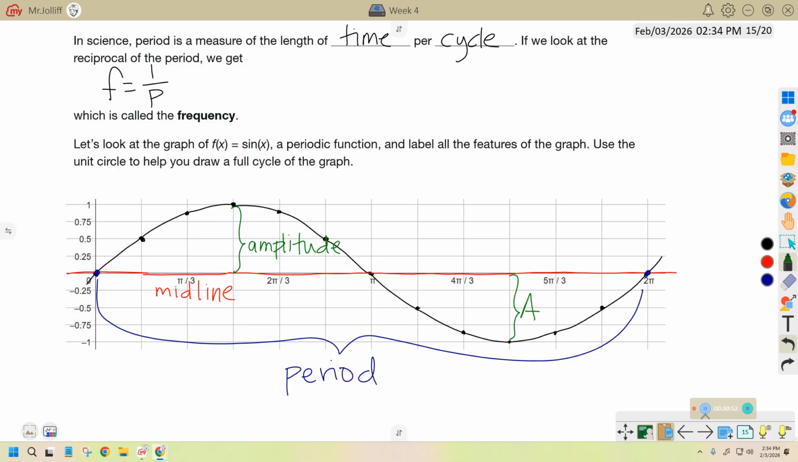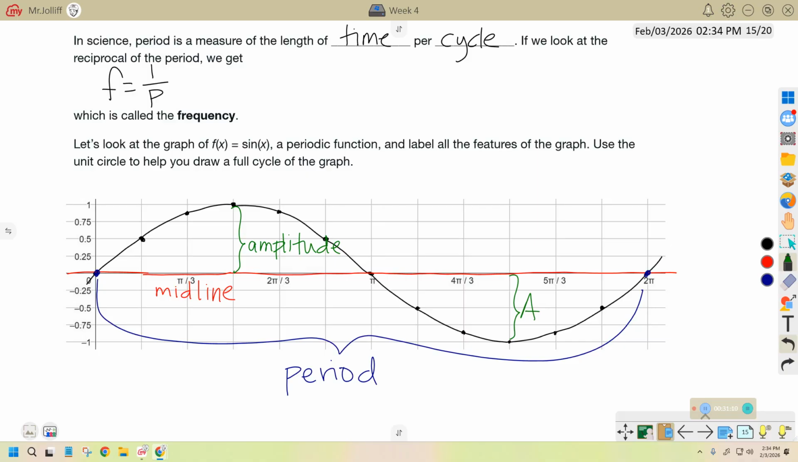So reminders. Period is one full cycle. So identify a point and the behavior around it. Here it's at 0, it's increasing. Find the next time it's at 0 and increasing. That distance is your period.